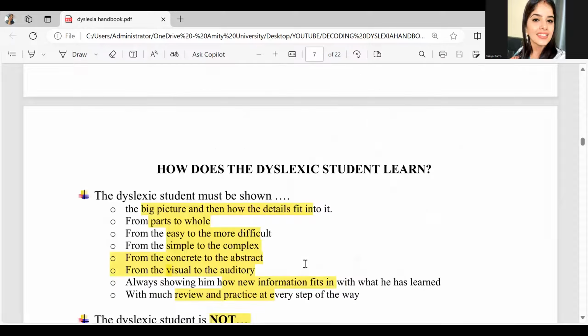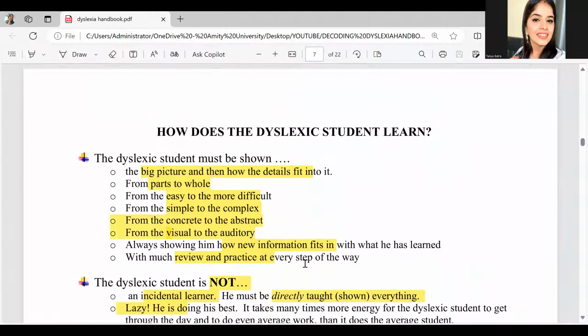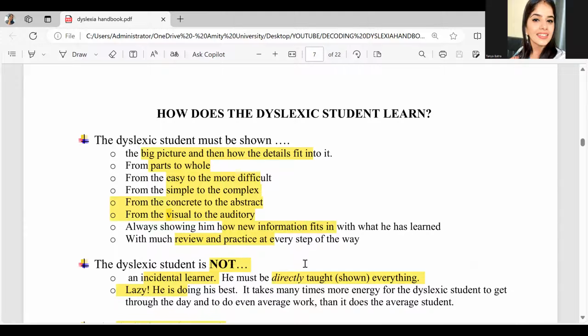Okay. Now, coming to a very important point, strategies. How a dyslexic learner learns. This document is around 22 pages. We will be discussing around 12 to 13 pages in this part of the video. The rest of the document will be discussed in the next part of my video. So let's jump on to strategies which can help a dyslexic learner to learn.